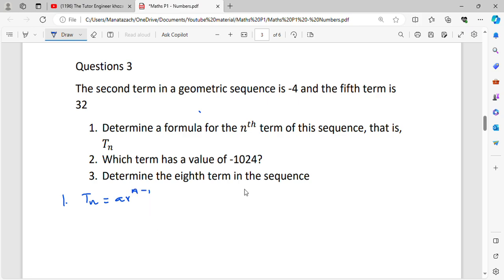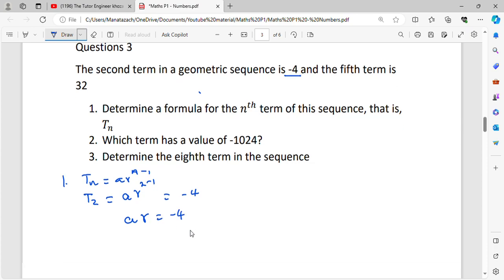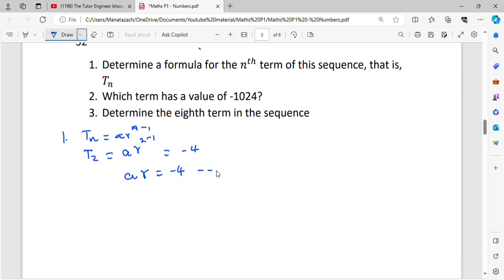Okay, so we've been given that T2 is -4. So T2 is equal to AR to the power of n minus 1, where n is 2 in this case. This is the second term, which is equal to -4. So this will simplify as AR is equal to -4. We can just stop here and call this equation 1.